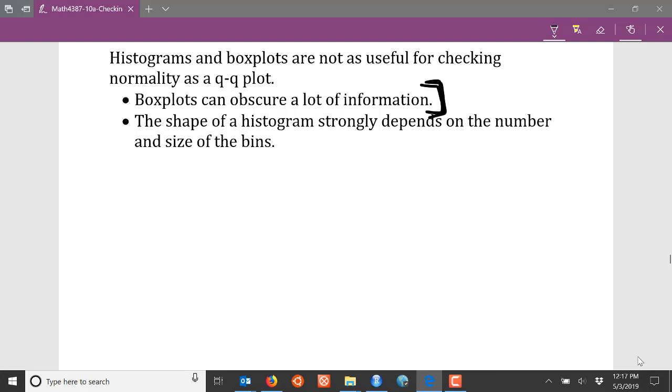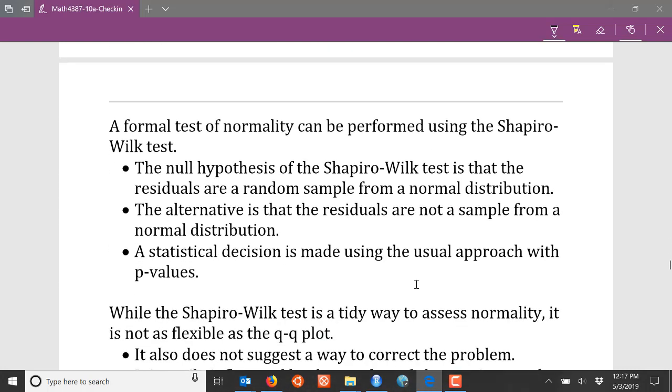Histograms, on the other hand, are a little bit better, but the shape of your histogram can strongly depend on the number of bins that you use, the number of vertical bars you use when constructing that graphic. And so it's not an ideal tool for assessing normality of your errors. And so I really like the QQ plot because QQ plots are designed to provide a detailed description of a data set's distribution. And so I really think that you should stick with QQ plots in R since they are so easy to construct and they give you so much information.